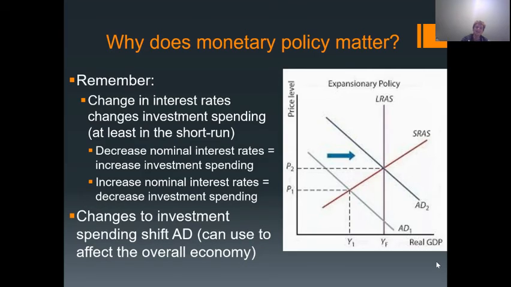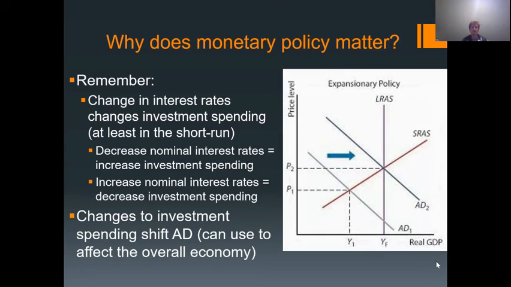So, why does this matter? Why does monetary policy matter? It matters because the changes in those interest rates change your investment spending, at least in the short run. So, a decrease in nominal interest rates by increasing our money supply will increase investment spending. That shifts aggregate demand to the right. An increase in nominal interest rates decreases investment spending, which will shift aggregate demand to the left.